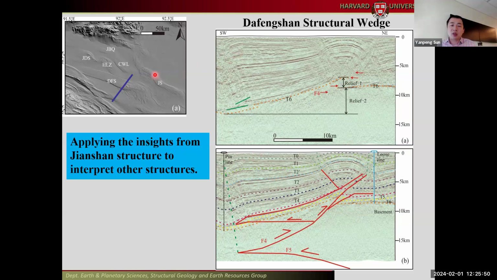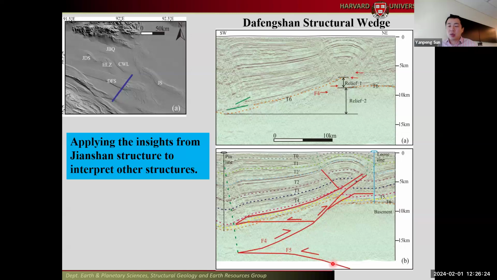Again, the previous example was from this northern structure, but this is another structure, even more complex than the one that I showed earlier. But we can apply these insights from that single structure's initial model building to other more complex ones. So again, here we can analyze the relief difference, and combined with the better-constrained shallower geometry, we can constrain this interpretation. Even though you don't see much happening in the basement, to explain the shallower fault geometry, you really need some deeper fault to be there.